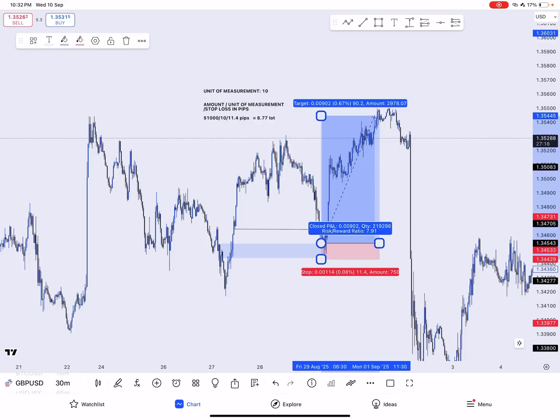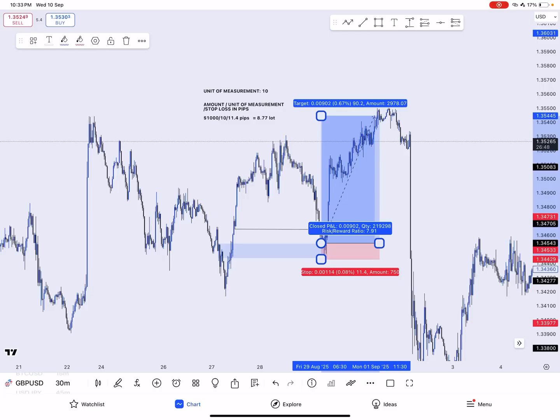The amount in USD divided by the unit of measurement, divided by your stop loss in pips. So if you're risking $1,000 and the unit of measurement for USD pairs like EUR/USD, GBP/USD, AUD/USD is 10, you do $1,000, the amount you're risking in USD, divided by that 10. Then you divide it by your stop loss in pips for that USD pair, which in this particular case is 11.4. So 11.4 will give us an 8.77 lot size.